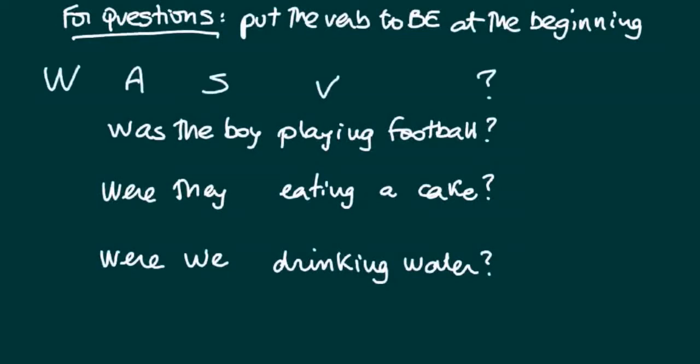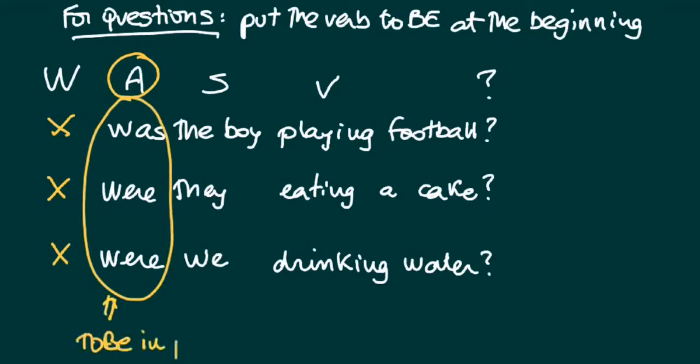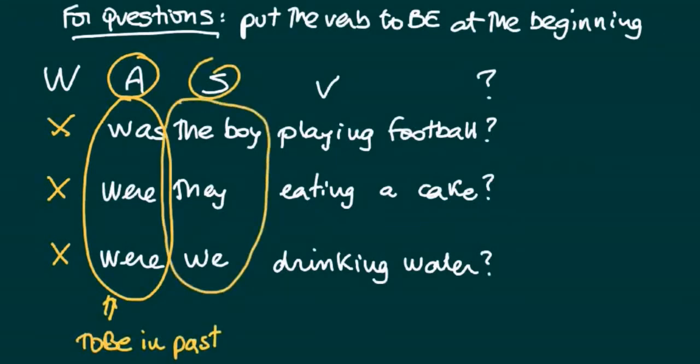Remember to use the WASV formula to create questions. In our example, there isn't a W. The A is where you put the auxiliary, in this case the verb to be. The S is the subject, that is the boy. And V is the verb, that is playing.